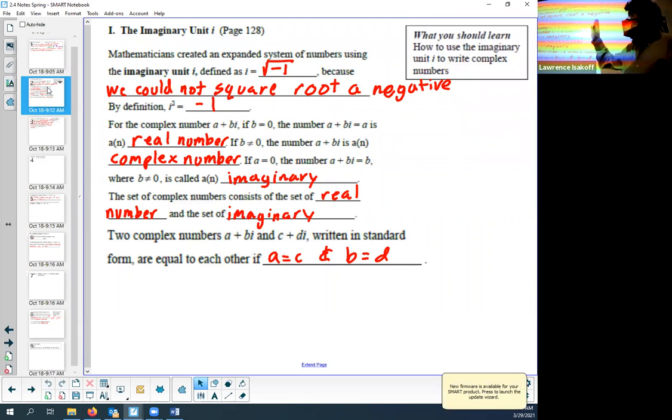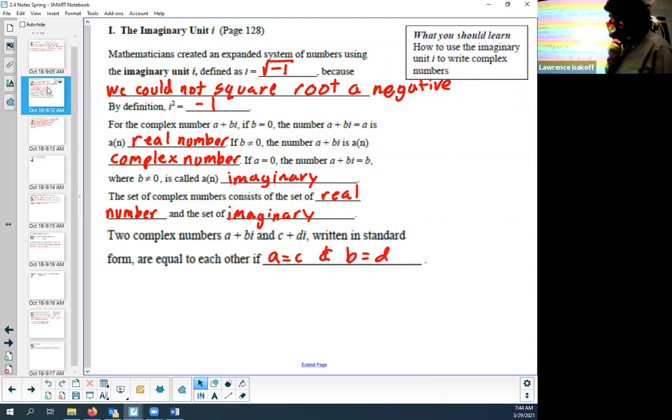Okay. So mathematicians create an expanded system of numbers using the imaginary unit i. I forget exactly when it happened. I want to say it was in the 1500s. A mathematician took the time, went through all the math behind it, and actually showed that, wait, if we define i as the square root of -1, this is how we can operate with it as a number. So i is defined as the square root of -1 because we cannot take the square root of negative numbers.